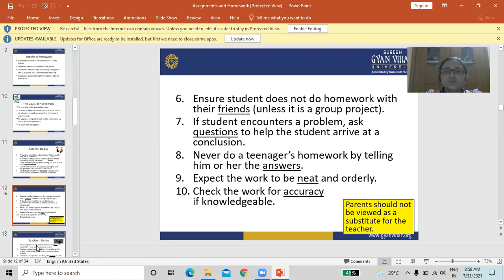Ensure a student does not do homework with their friends unless it is a group project. If a student encounters a problem, ask questions to help the student arrive at a conclusion.